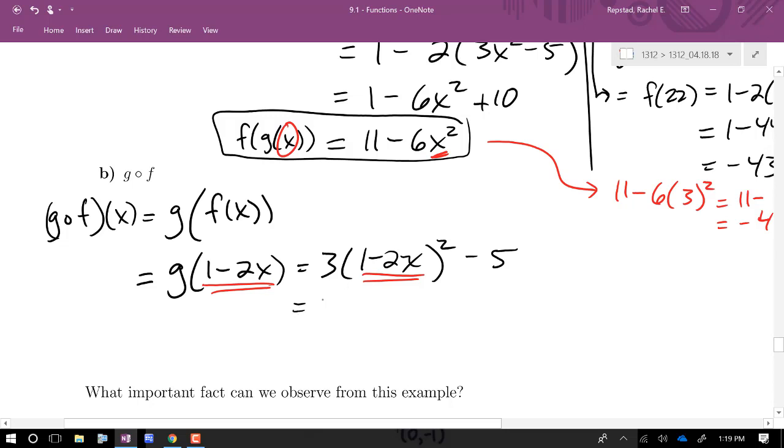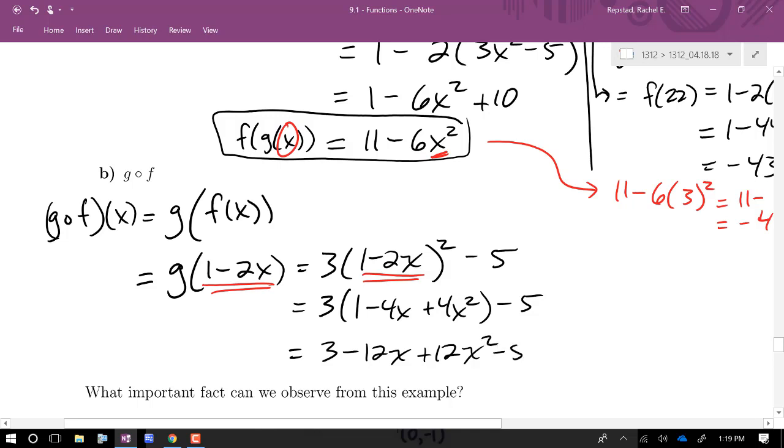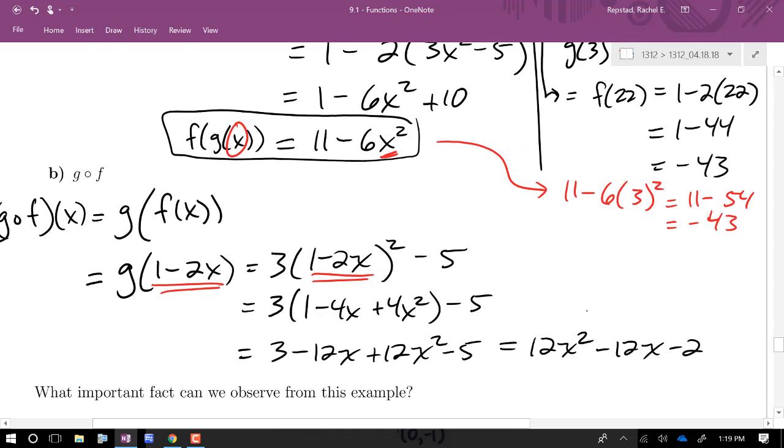Now we get to do algebra. If we square out the 1 minus 2x, we get 1 minus 4x plus 4x squared. And we subtract 5. We got to distribute this 3. And then we can combine like terms, so we get 12x squared minus 12x minus 2. So this is g of f of x.